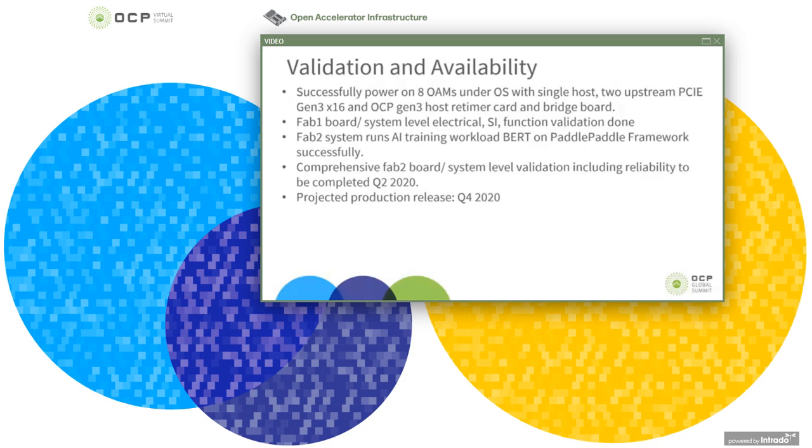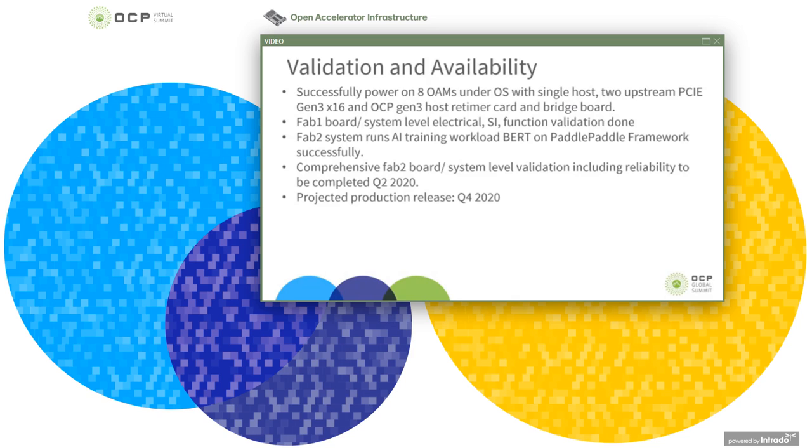Regarding the validation and availability, we have successfully powered on 8 OAMs under the OS level with single host to upstream PCIe Gen 3 by 16 and also the OCP Gen 3 host retimer card and bridge board. Our Phase 1 board and system level electrical, SI, and function validation already done. Phase 2 system can run the AI training workload BERT on the PaddlePaddle framework successfully.